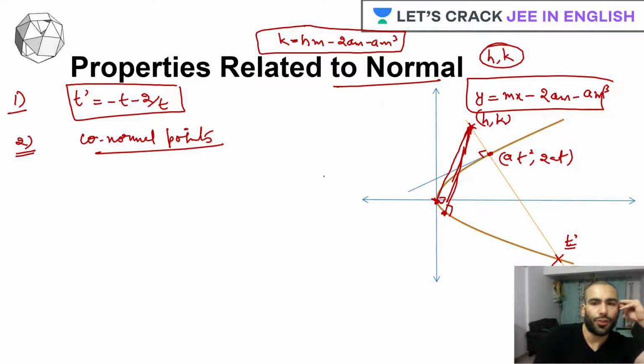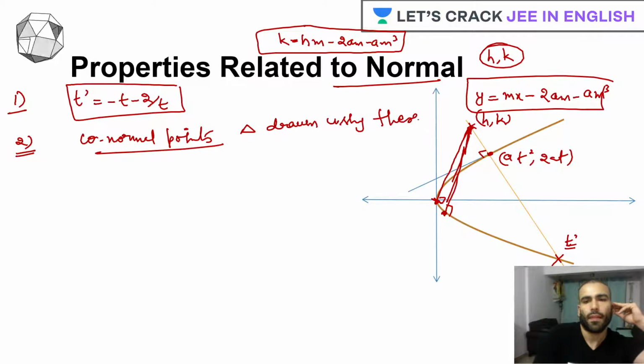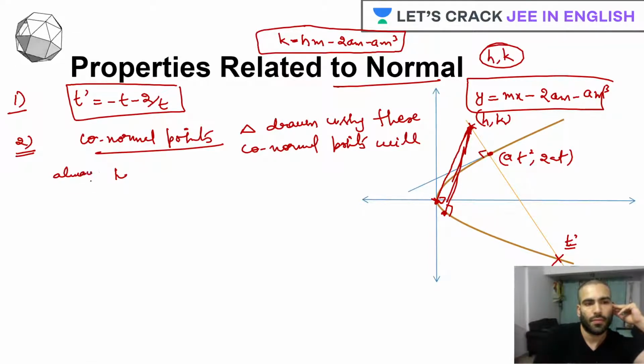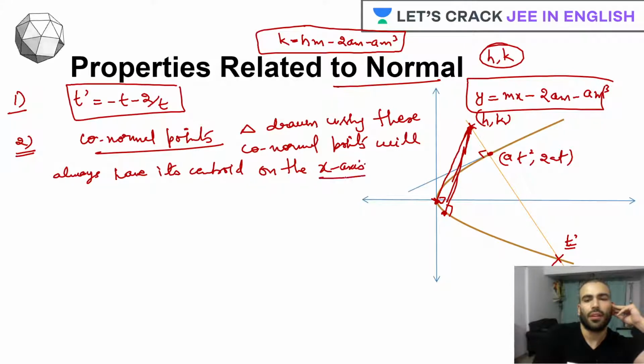Co-normal points. And if you try to draw a triangle using these co-normal points, the triangle drawn using these co-normal points will always have its centroid on the x-axis. Please remember this.